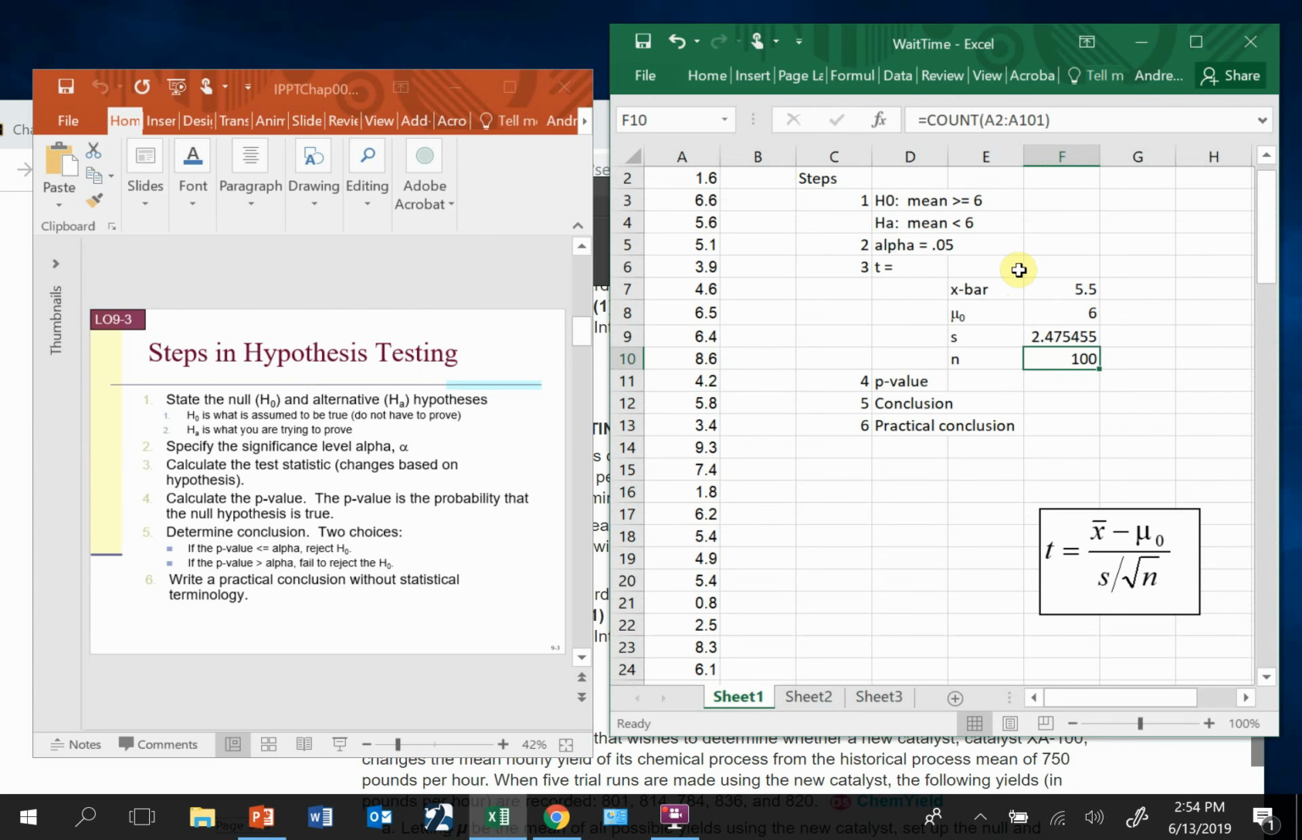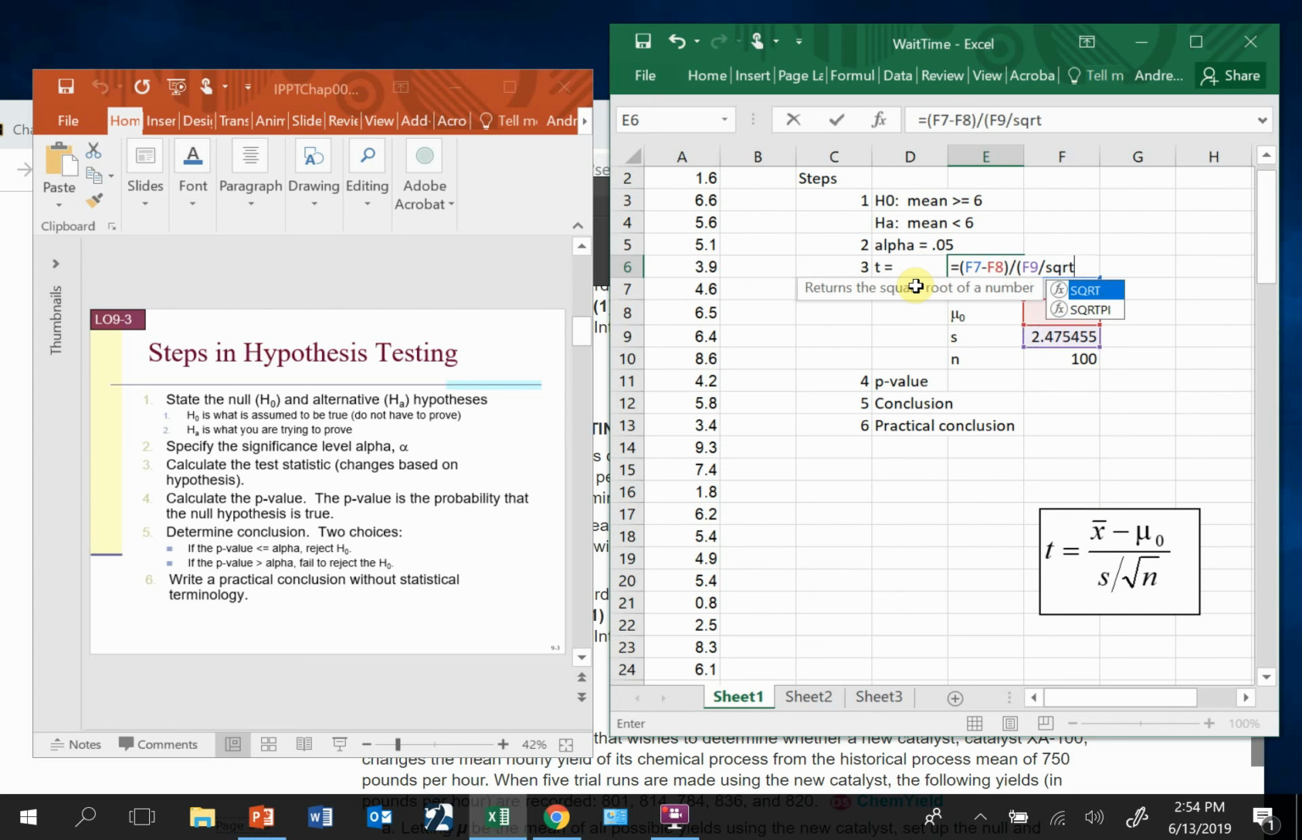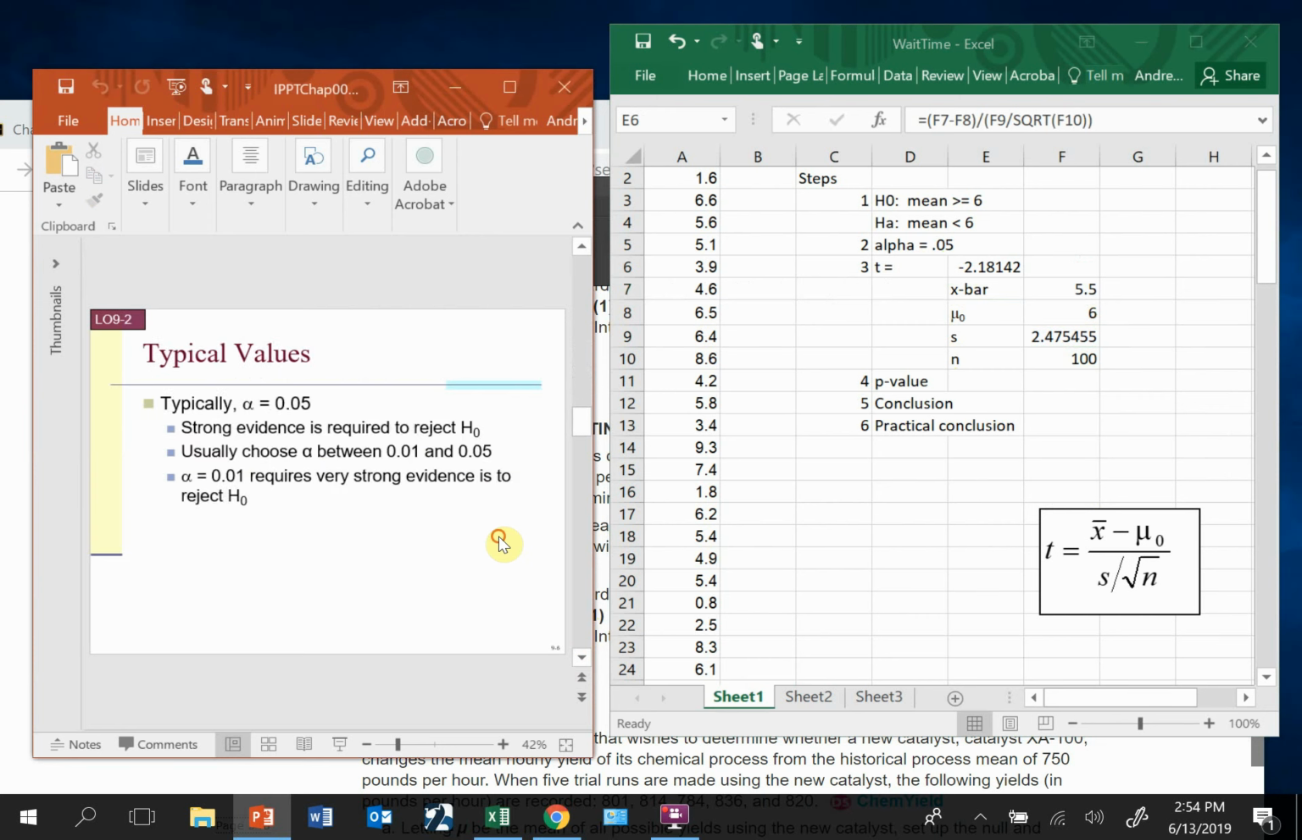I've got 100. So my test statistic then is equal to x bar minus 6 divided by s divided by the square root of my sample size. Like that. So there's my t-stat.